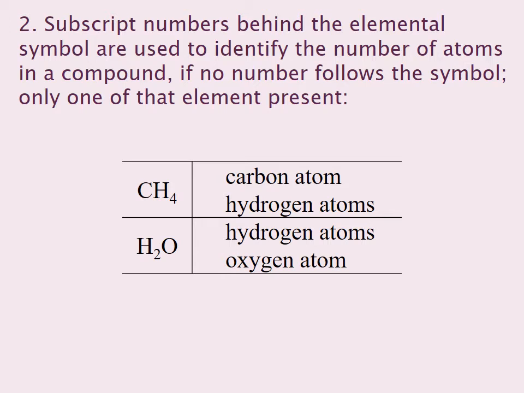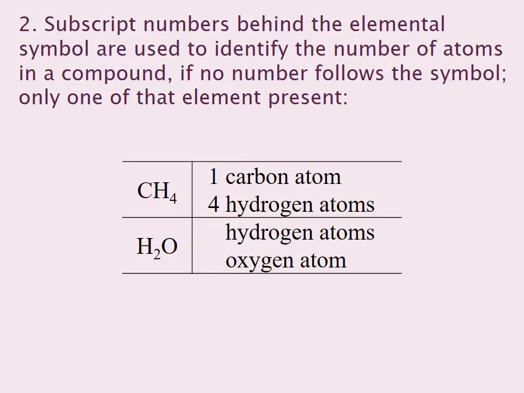Point 2. Subscript numbers behind the elemental symbol are used to identify the number of atoms in that compound. If no number follows the symbol, only one of that element is present. Here we have C all by itself, so we have one carbon atom. Now we have H with a 4 following it, which means we have 4 hydrogen atoms.